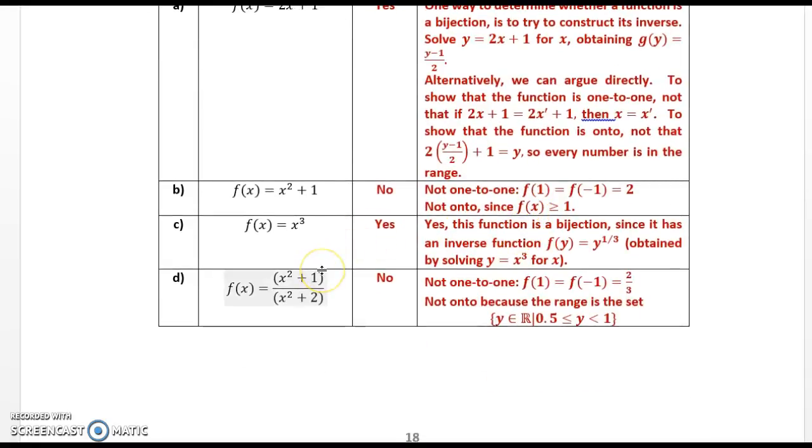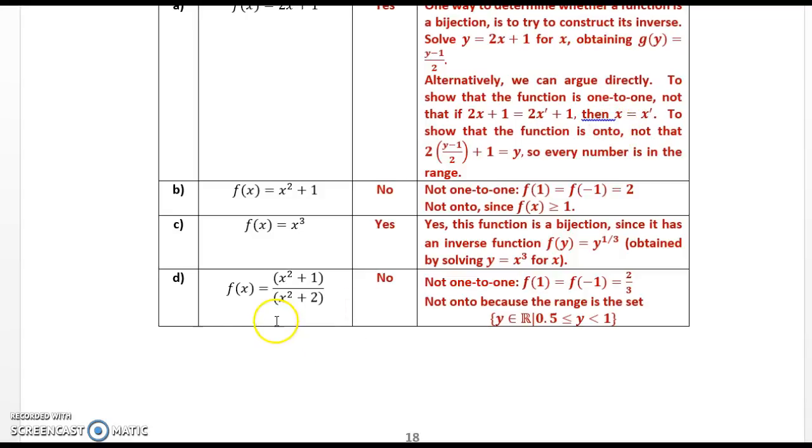f of x equal x squared plus 1. No, it's not one-to-one because f of 1 is equal to f of minus 1 is equal to 2. Not onto, since f of x must be greater than or equal to 1. f of x equal x cubed, yes. This function is a bijection since it has an inverse function, f inverse of y equal the cube root of y, obtained by solving y equal x cubed for x.